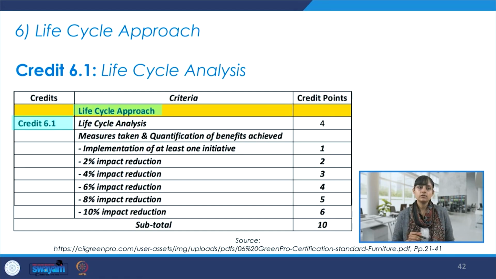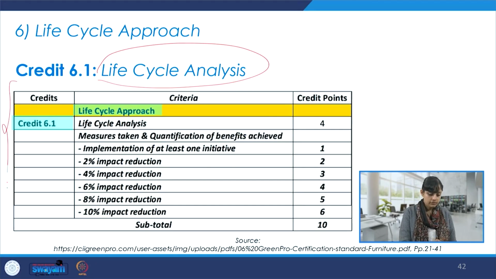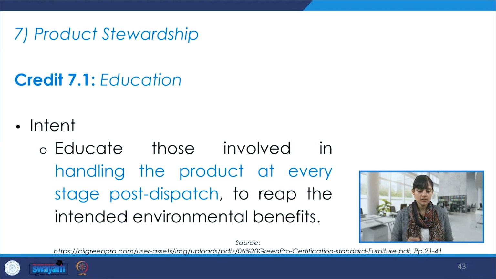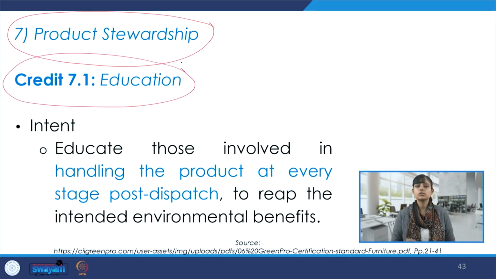Continuing with the sixth point, which is the life cycle approach, and talking about the life cycle analysis. Here again, if we look at credit 6.1, it has this criteria and it has the credit points associated with it. 2% impact reduction, 10% impact reduction, etc. So that's a very important aspect. We also saw and listed in that table the product stewardship. And within that, credit 7.1 focuses on education. Educate those involved in handling the product at every stage post-dispatch to reap the intended environmental benefits.